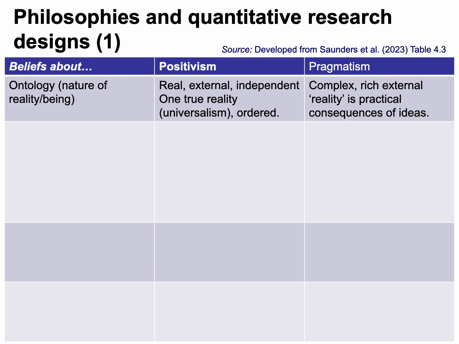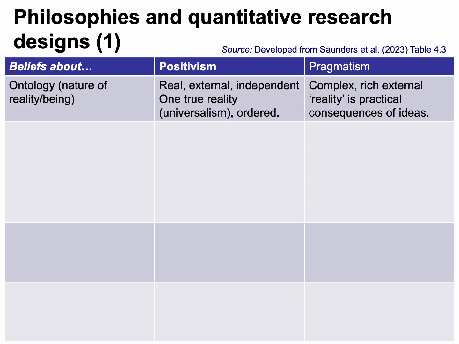So let's now look in detail at the philosophies associated with quantitative research designs. And going to look on this slide at two of them, positivism, which is in bold because it's the main one, and then pragmatism. And there will be a further slide looking at realism.